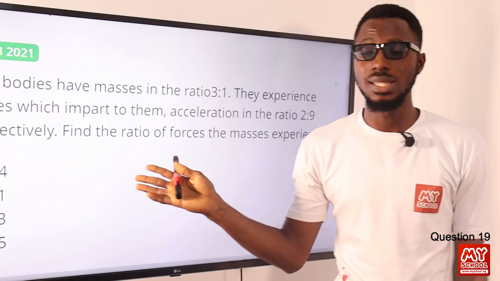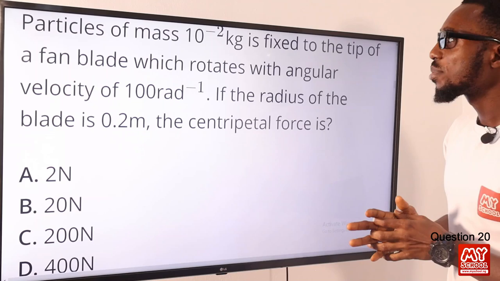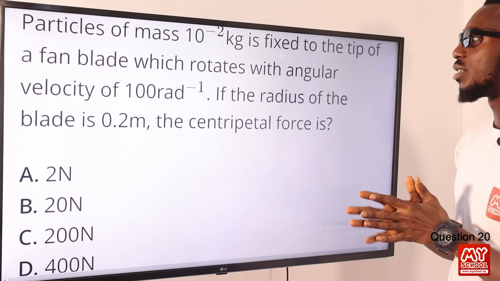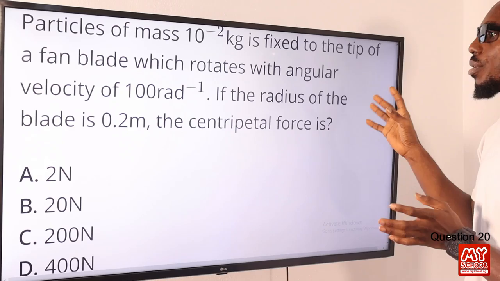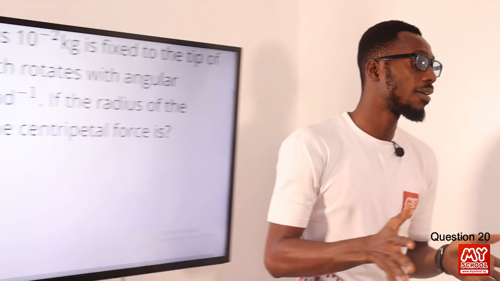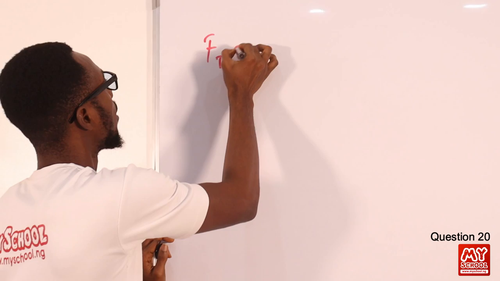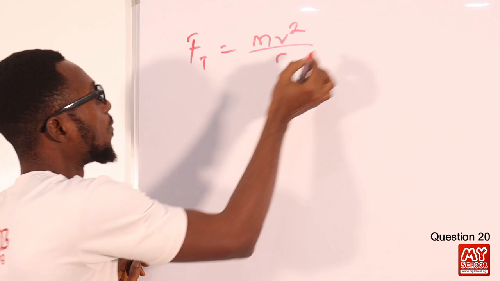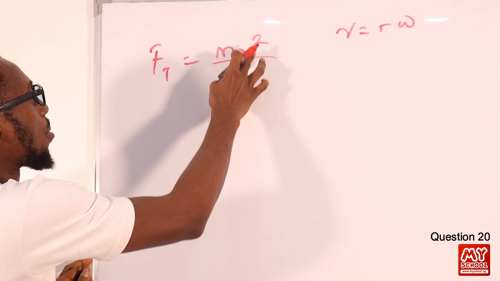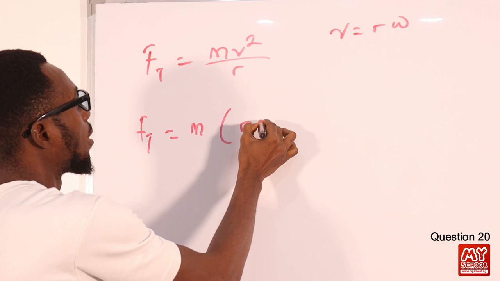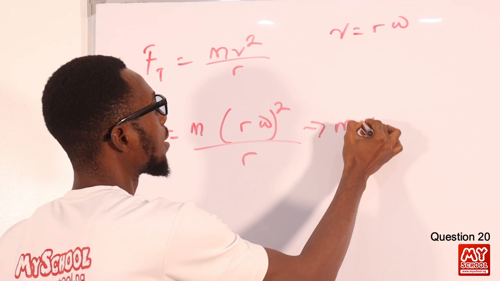Question 20. A particle of mass 10 raised to the power minus 2 kilograms is fixed to the tip of a fan blade which rotates with angular velocity of 100 radians per second. If the radius of the blade is 0.2 meters, the centripetal force is what? So centripetal force equals mv squared over r, where v is actually radius times the angular velocity. So that will be F equals m times (r omega) squared over r.